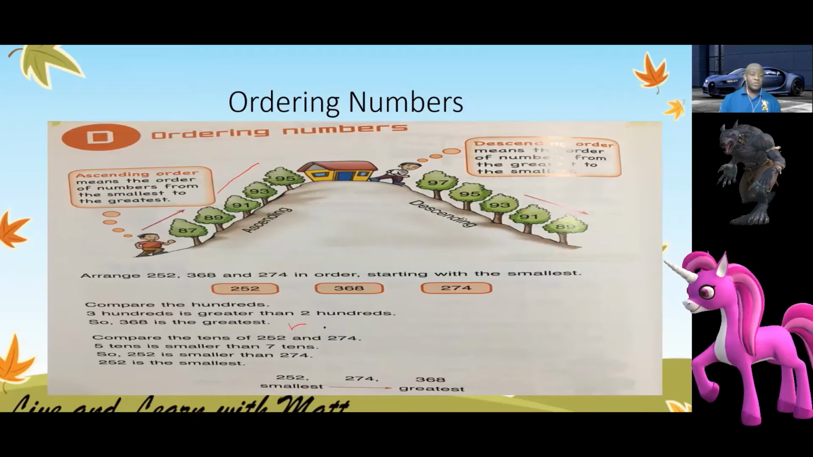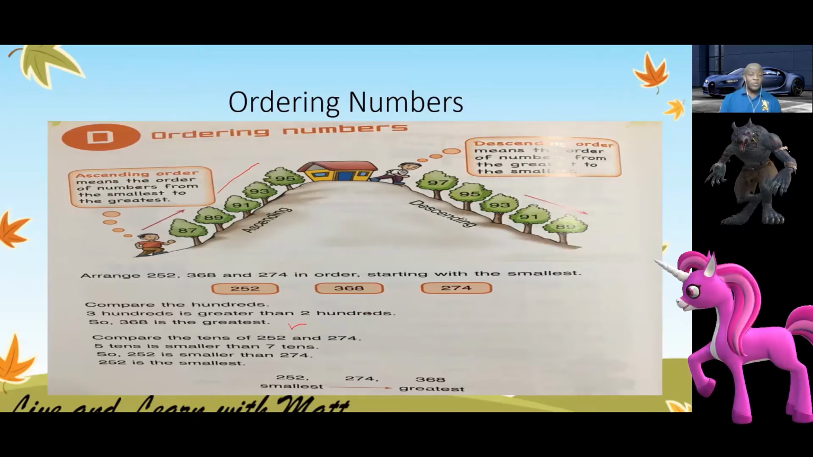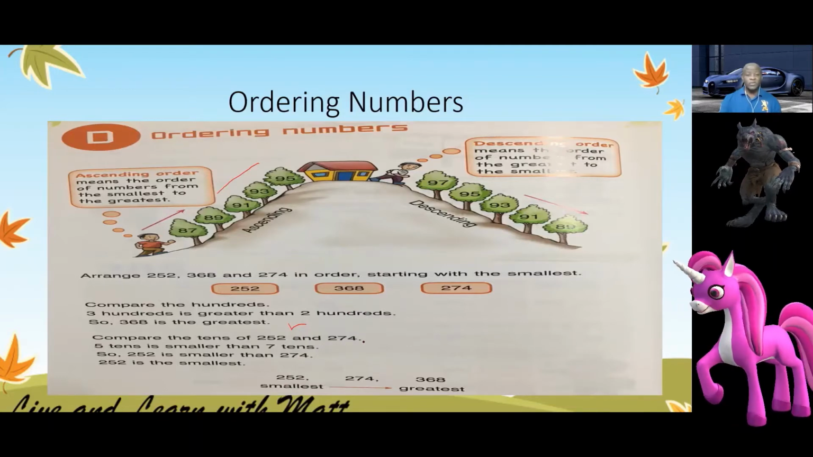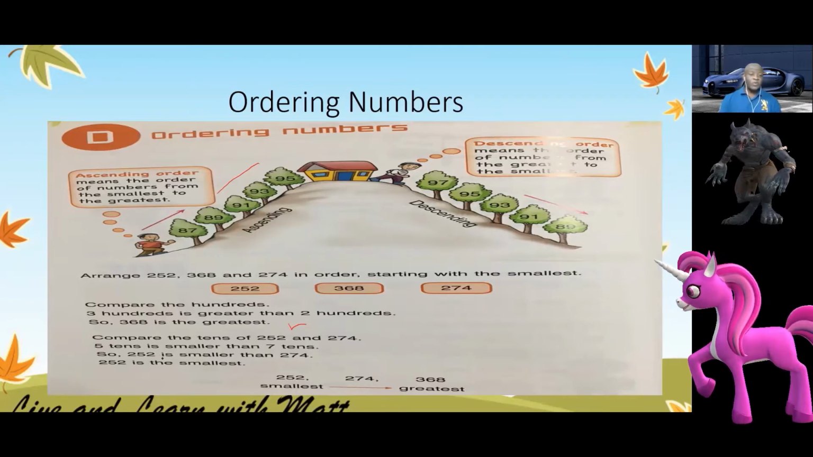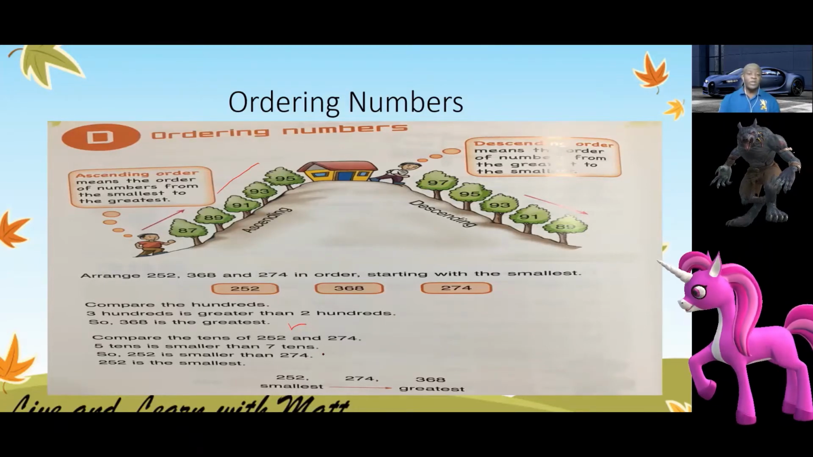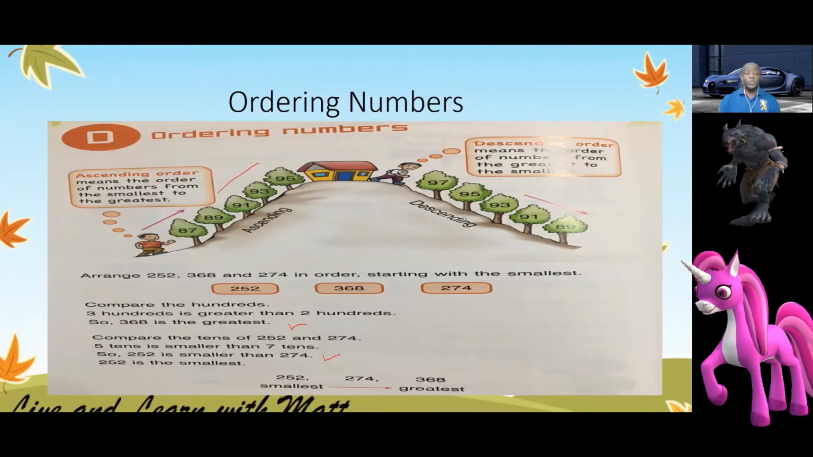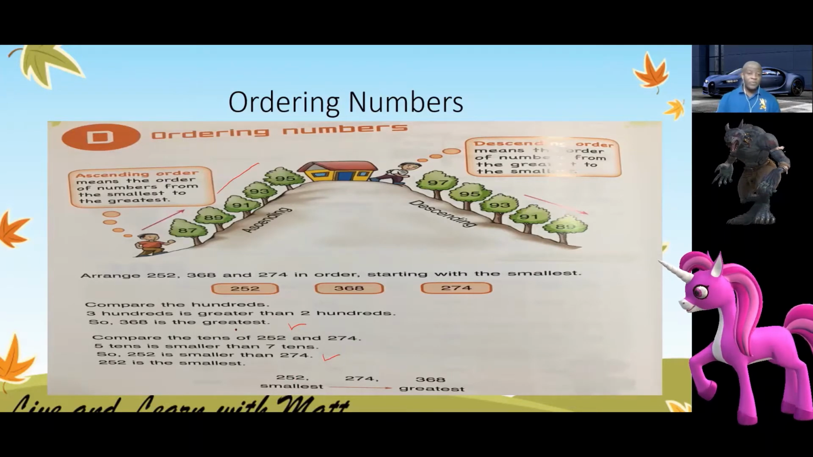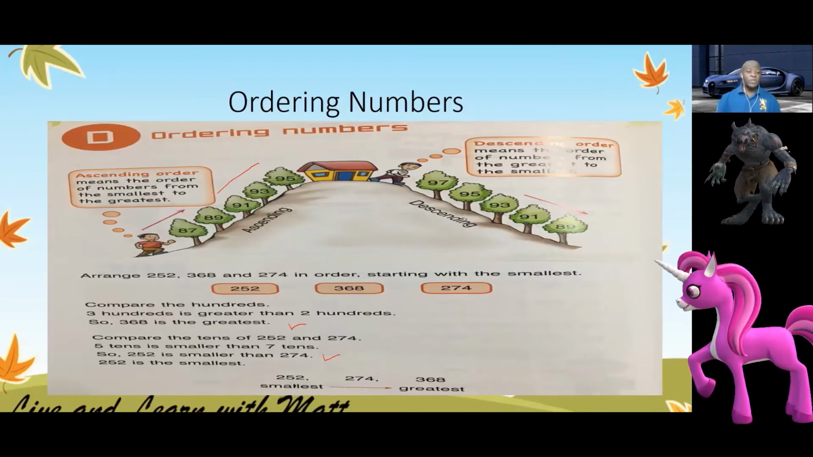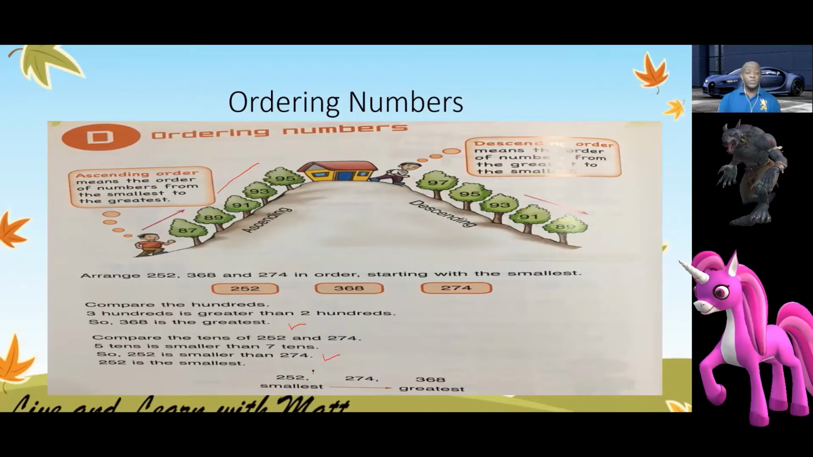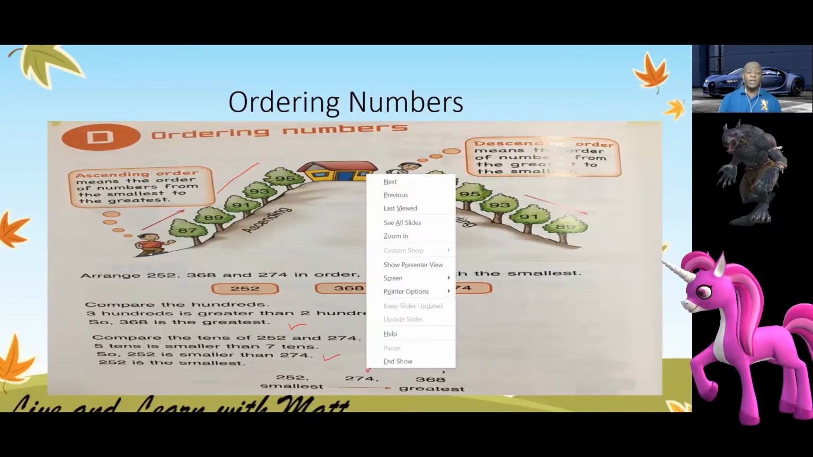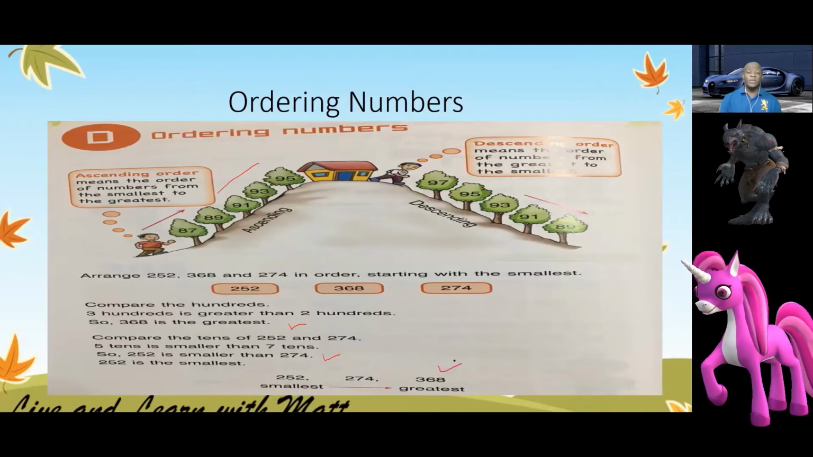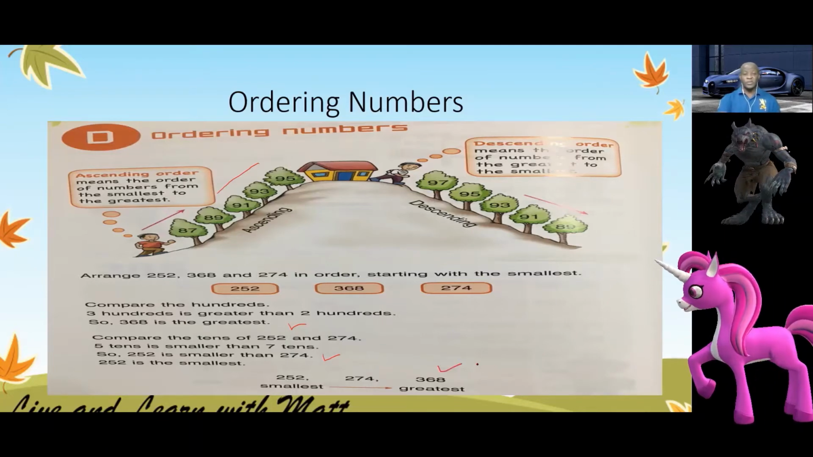Now let's compare the tens of 252 and 274. So 5 tens is smaller than 7 tens. So 252 is smaller than 274. So therefore, 252 is the smallest. So we write it 252. Next, 274. And the last one, 368, which is the greatest.